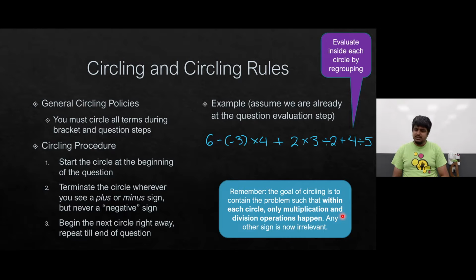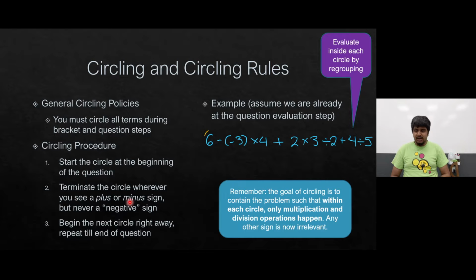So general circling policies, obviously during the bracket step and the question step, you have to circle everything. Now, let's look at this blue box here. Remember that the goal of circling is to basically break up the problem, to contain the problem, such that within each circle, the only operations are multiplication and division. It's totally fine to have negative signs in there. It's not fine to have minus signs in there. That is why we say that whenever we have a plus or a minus sign, that is where you end or start the circle. And I'm going to show you what this means in a second, right?